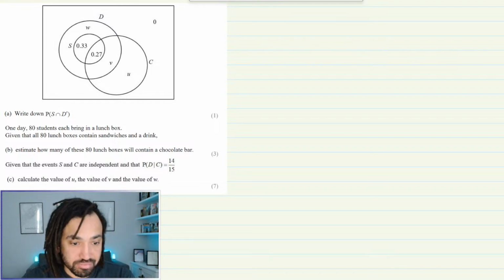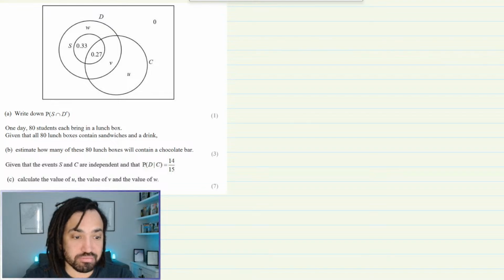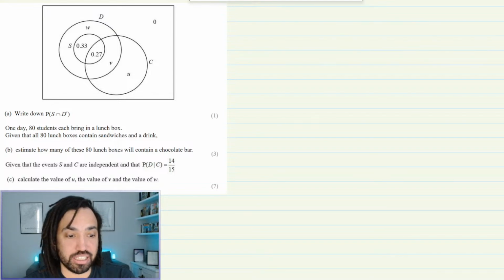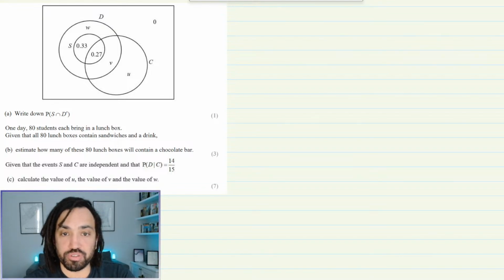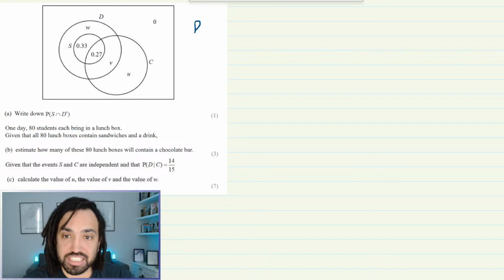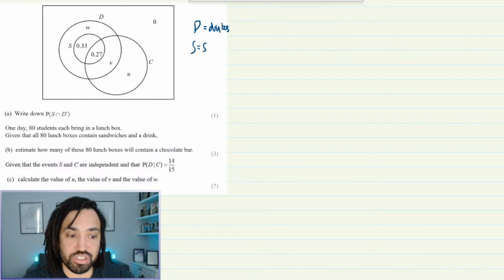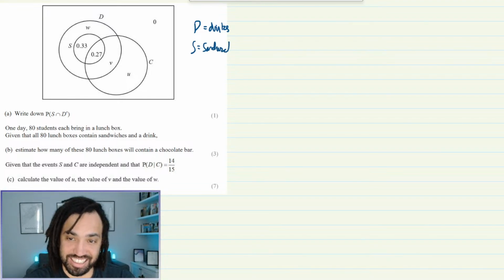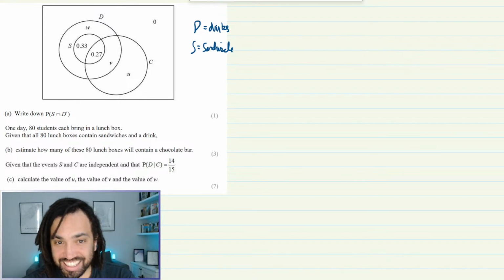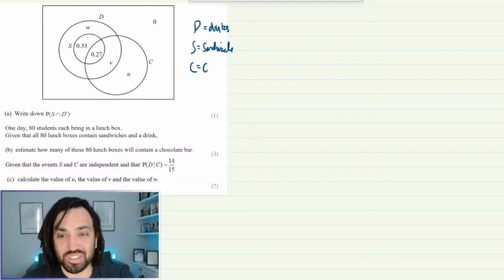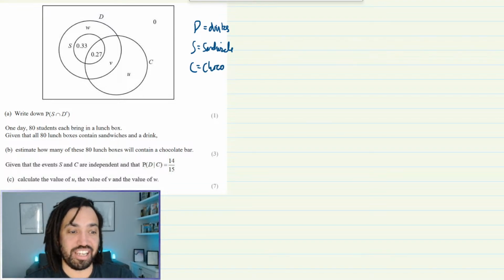Okay. Right. This looks horrible. Yes, it does. I've actually clipped off some of the information. It says that D is like bringing drinks to the school party or whatever it is. S is sandwiches. C is chocolate. Okay.